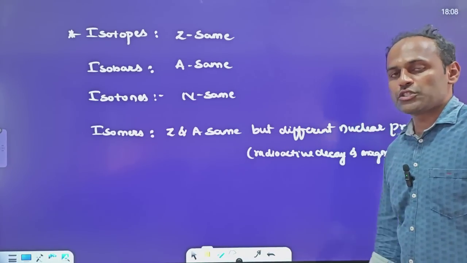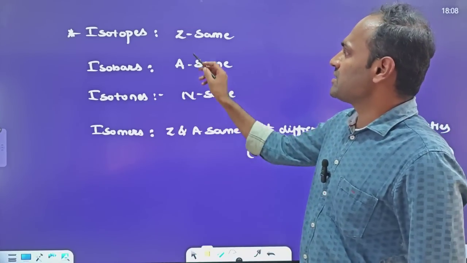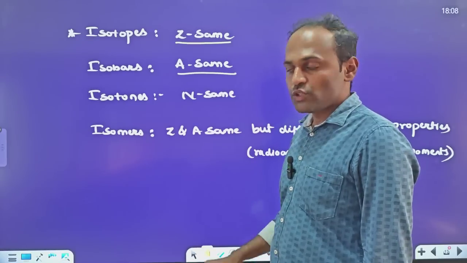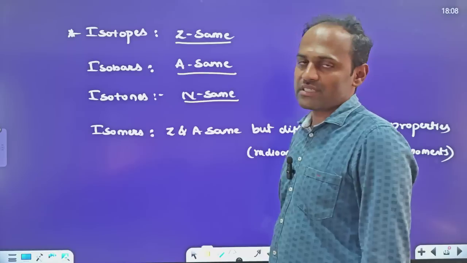Next, what are isotopes? Isotopes means the atomic number will be the same. Isobars: the mass number will be the same. Isotones: the number of neutrons will be the same.